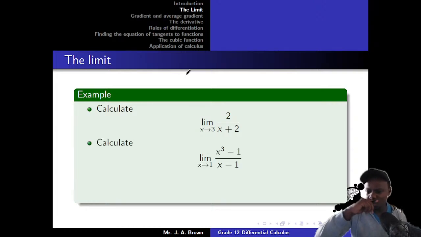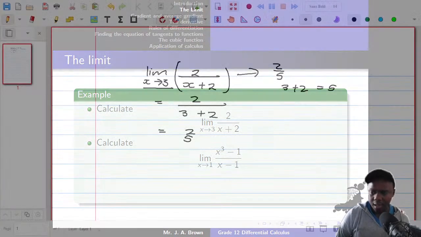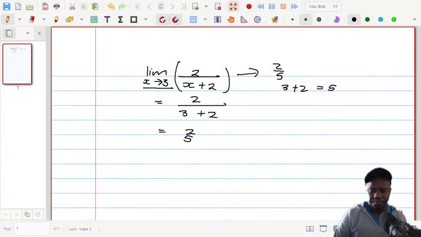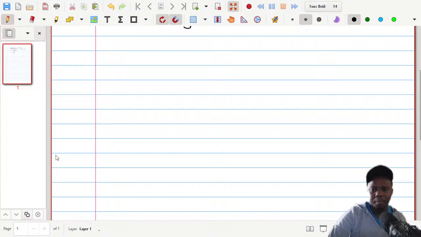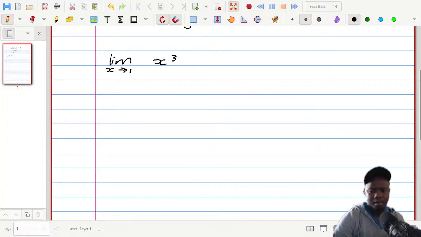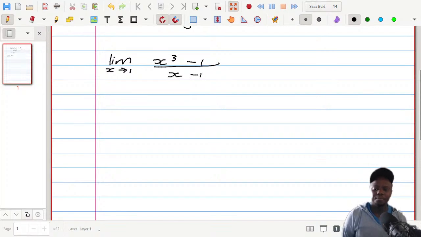Let's go back to our notes and let's see. We've got another question. Now we're supposed to calculate the limit as x approaches 1 of x cubed minus 1 all over x minus 1. Once again, let's go back to our writing pad and let's attempt this question. So we have got the limit as x approaches 1 of x cubed minus 1 all over x minus 1.